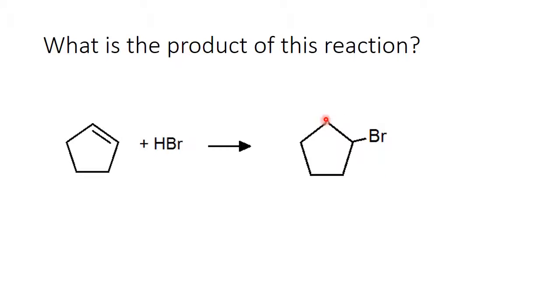Notice that the hydrogen is over here. We don't write it though because we know there are two hydrogens on this carbon. There's one hydrogen on this carbon. Now there's two. So where did this hydrogen end up? Right here on this carbon.